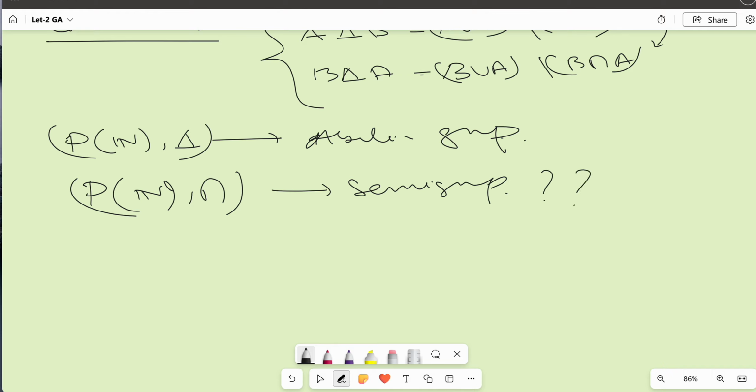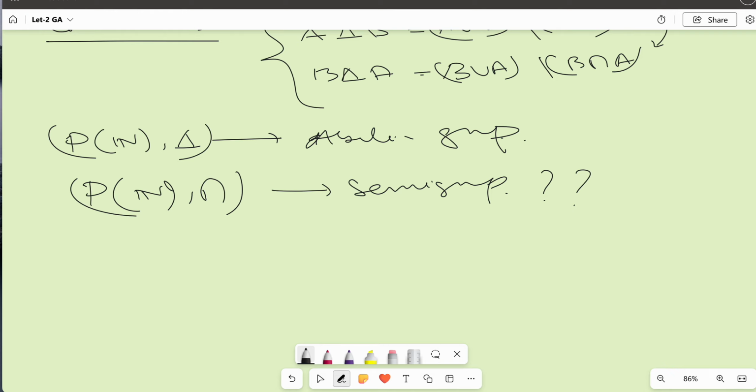Is it a semigroup? So it is a semigroup because it is a binary operation, of course, because you take two elements from the power set of natural numbers, it will definitely be a member of this power set. That means it will definitely be a subset of natural numbers. This is already a member of the power set.